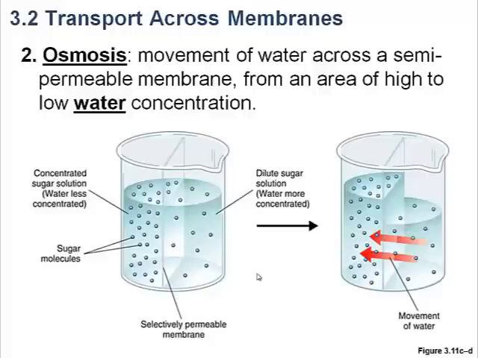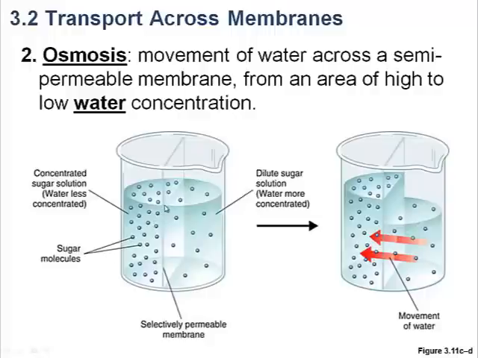We can read that osmosis is the movement of water across a semi-permeable membrane from an area of high water concentration to low water concentration. It's important to keep in mind that this is the movement of water. Oftentimes osmosis is defined as the diffusion of water. Let's take a look at the diagram on the screen, and I'll use the cursor to point, and let's talk about what osmosis is.